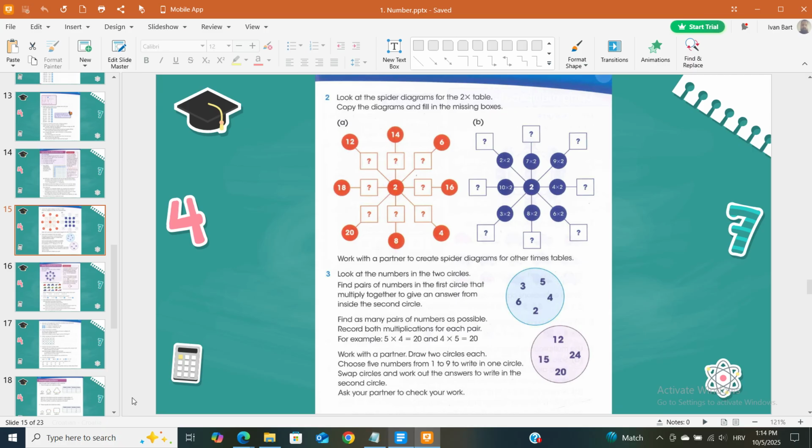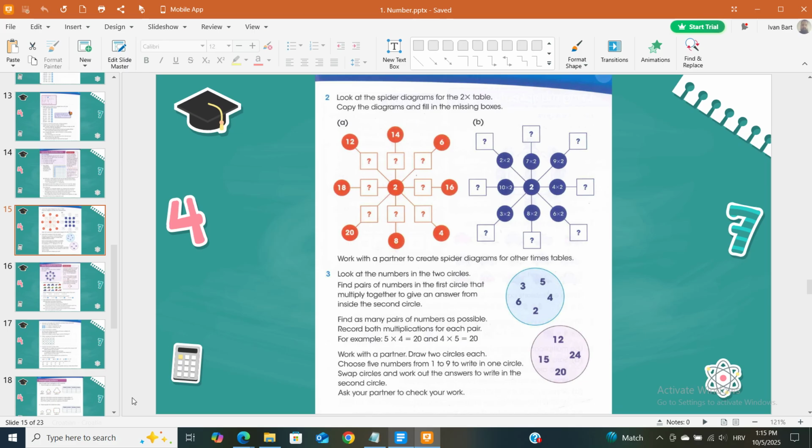3. Look at the numbers in the two circles. Find pairs of numbers in the first circle that multiply together to give an answer from inside the second circle. Find as many pairs of numbers as possible. Record both multiplications for each pair. For example, 5x4 equals 20 and 4 times 5 equals 20.